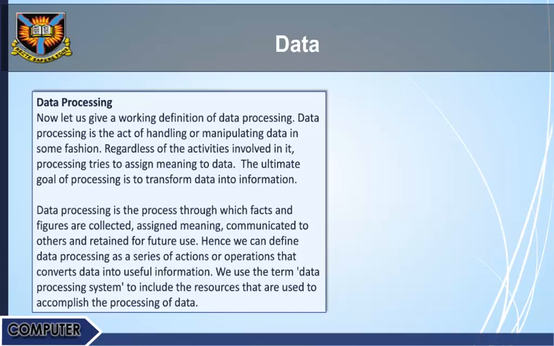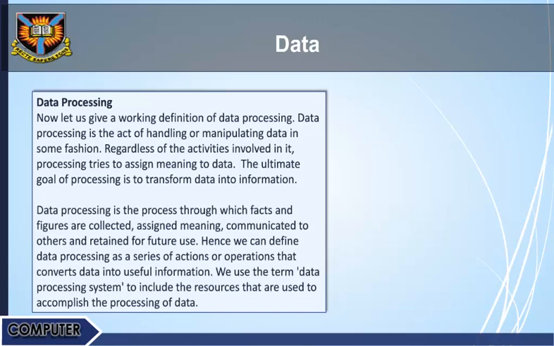Data processing. Now, let us give a working definition of data processing. Data processing is the art of handling or manipulating data in some fashion. Regardless of the activities involved in it, processing tries to assign meaning to data. The ultimate goal of processing is to transform data into information.